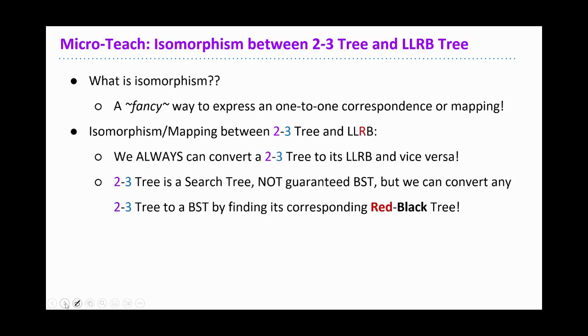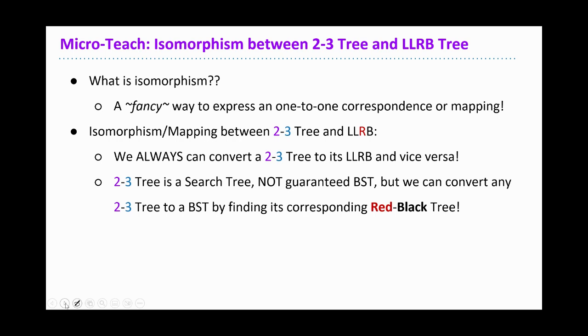All right. So next we're going to talk about what is an isomorphism. Why do we keep on saying that word? An isomorphism is just a fancy way to say that there's a one-to-one correspondence or some sort of mapping that we can do. In this case, the mapping is between a 2-3 tree and an LLRB tree. So we can always convert from a 2-3 tree to an LLRB or vice versa.